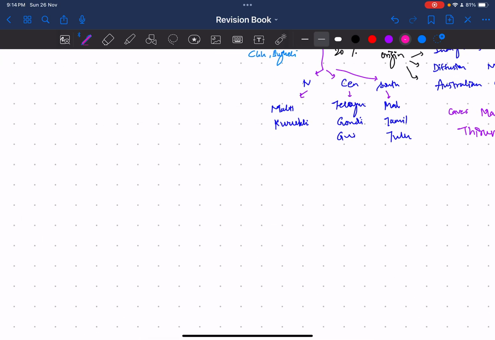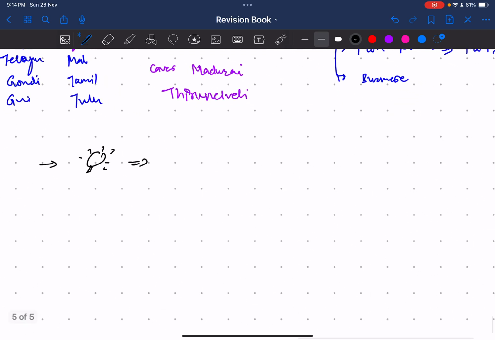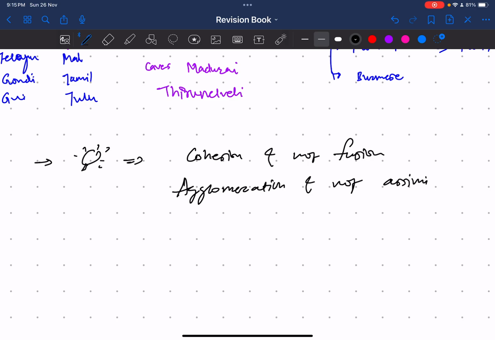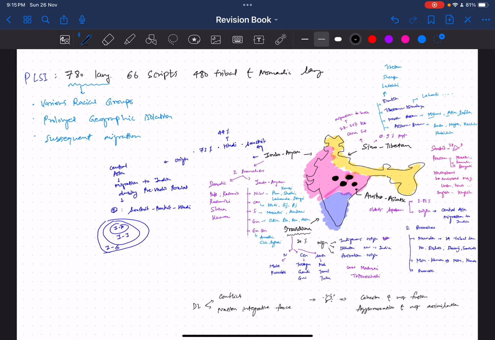So this linguistic diversity can be a source of both conflict or national integrative force. So the focus should be on what? Focus should be on cohesion and not fusion, agglomeration and not assimilation. So this was about linguistic elements of India.